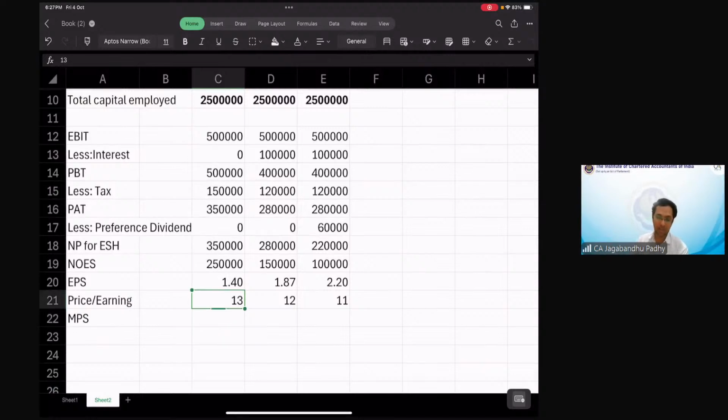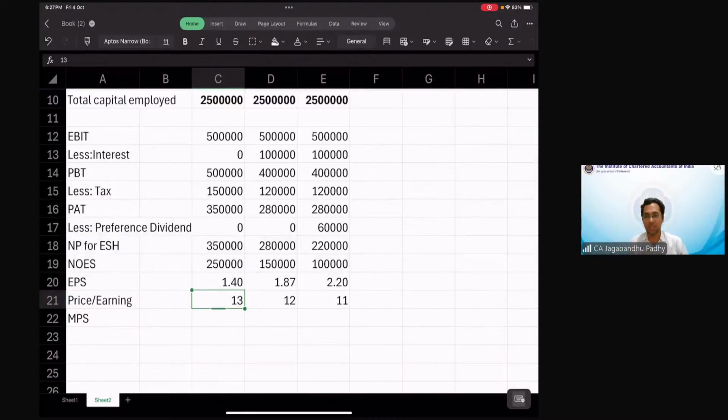Where did 13 come from? 13 came from thin air, from magic. I am just saying that assume it to be 13, 12 and 11. Got it? So 13, 12 and 11 is what we observe generally in the market.